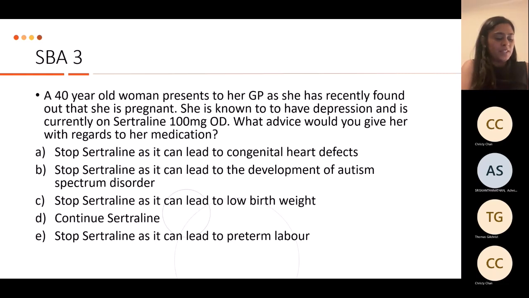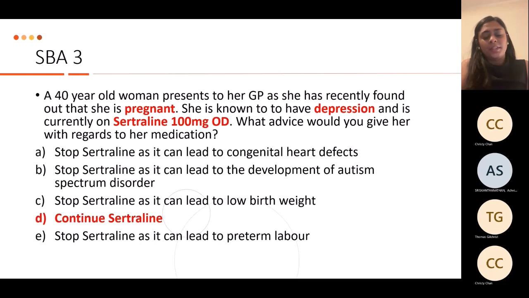Okay, hopefully that's enough time. So the correct answer is D. Sertraline's link to congenital heart defects has recently been disproven, but the remaining options of autism spectrum disorder, low birth weight, and preterm labour are actually correctly linked.